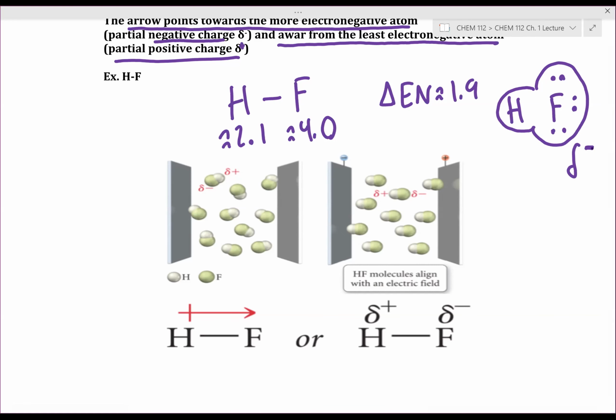Using bond dipole notation, we draw an arrow going from the partial positive region to the partial negative region. The arrow points towards the atom, or towards the portion of the molecule, with the most electron density.